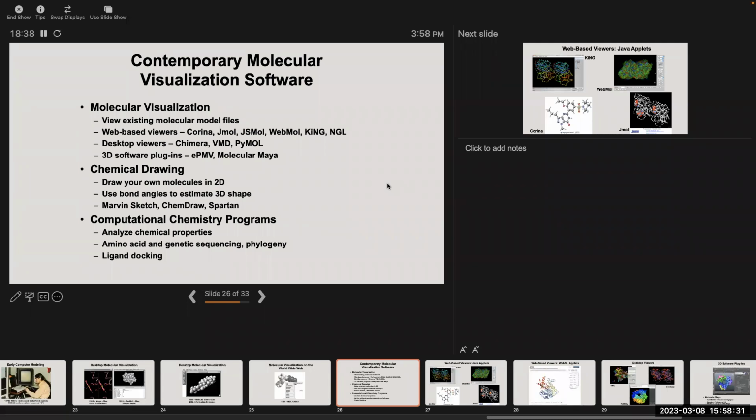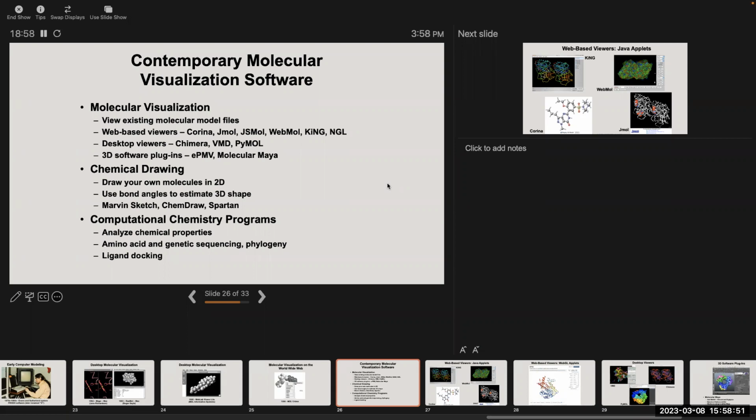But if you go to something like the Protein Data Bank, you can view those protein models in one of these different web-based viewers. And then some of those web-based viewers will let you export the model and download it to your computer.